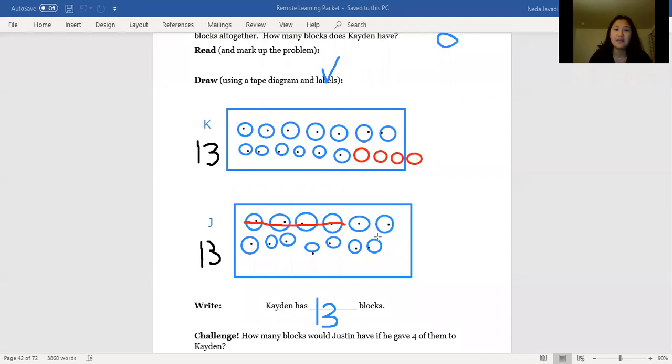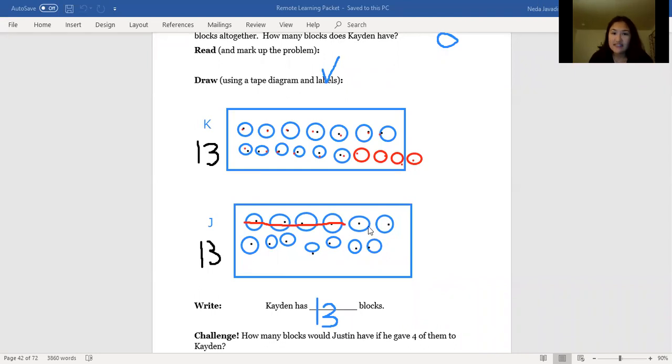Now let's count how many blocks Caden has total. So he has 1, 2, 3, 4, count with me, 5, 6, 7, 8, 9, 10, 11, 12, 13, 14, 15, 16, 17. Caden would have 17 blocks. Oh, sorry, we're looking for how many blocks Justin would have. Ooh, Miss Daphne got tricked. Go ahead and count how many blocks Justin would have. Pause now and count.